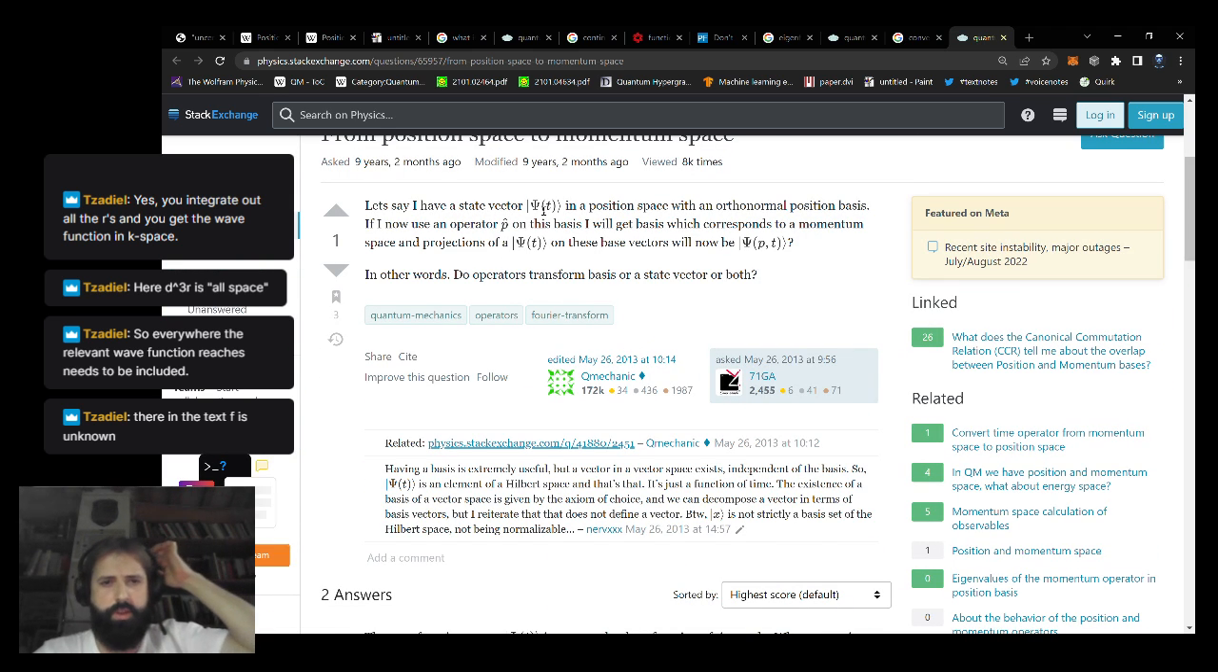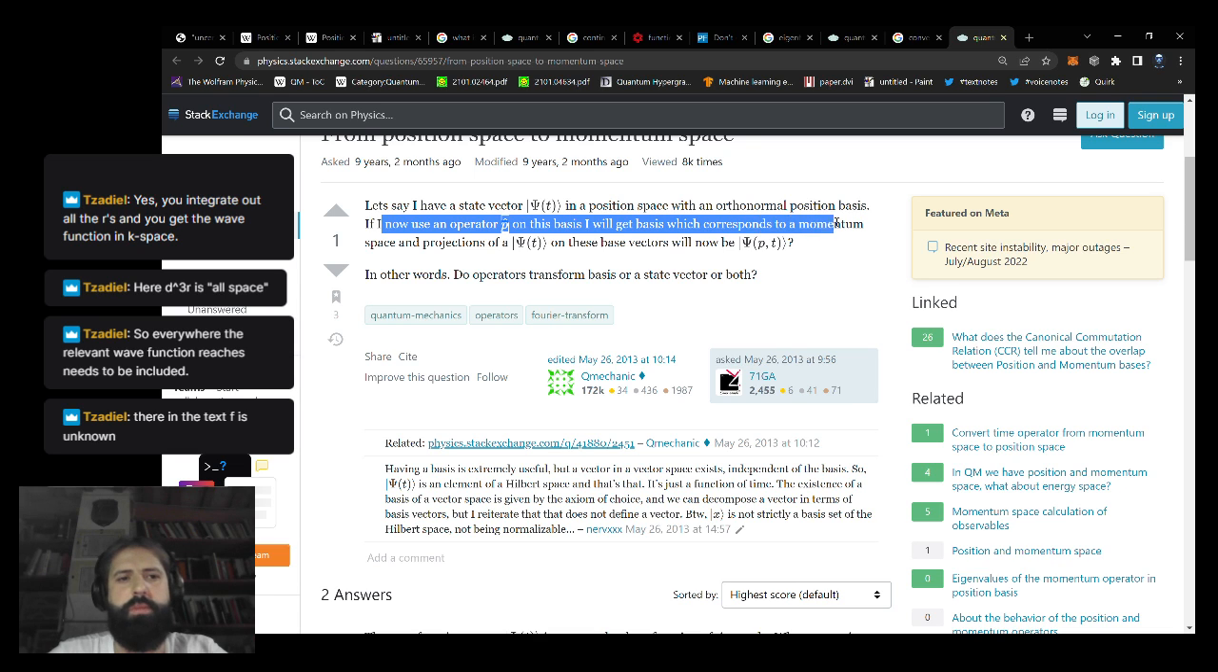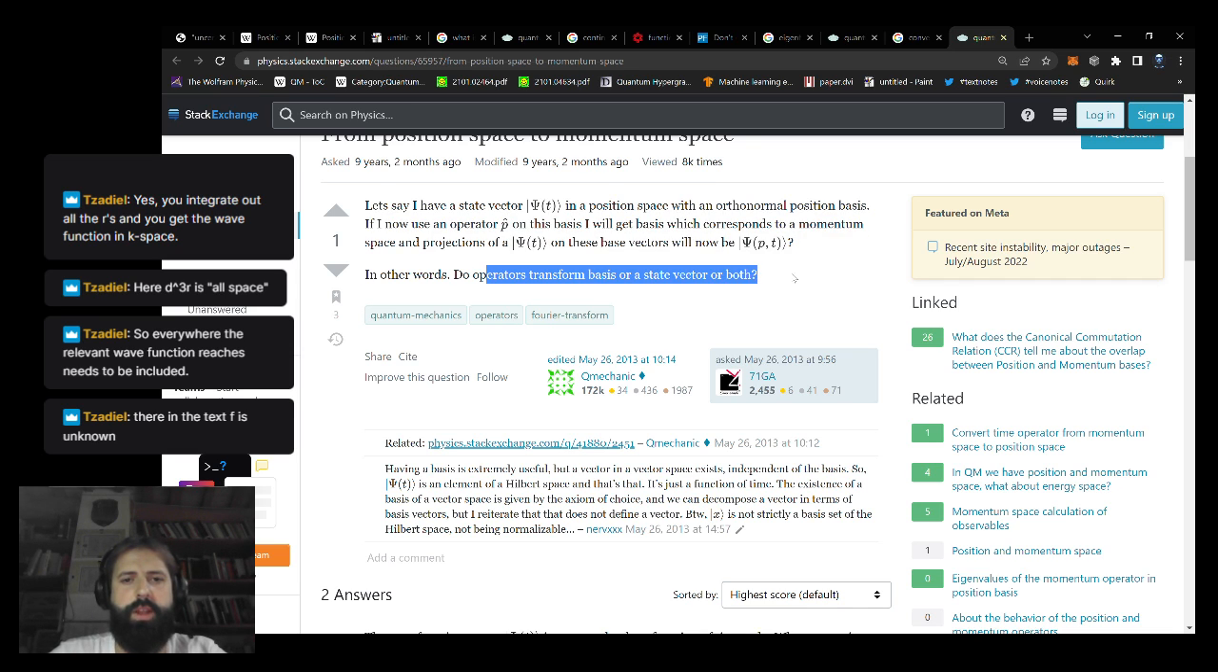Let's say I have a state vector in a position space with an orthonormal position basis. If I now use an operator P on these bases, I will get the basis which corresponds to a momentum space, and projections on these basis vectors will now be... No, I don't think that's true. That's the point. You can't. What happens if I use the momentum operator?